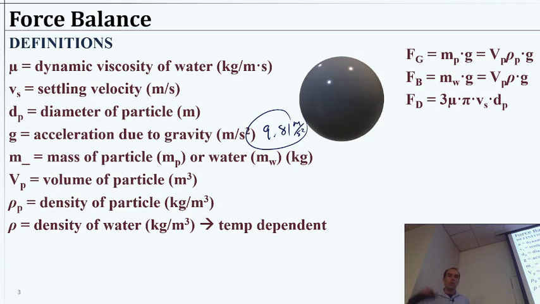Volume of a particle, that's going to be part of a problem, most likely. Or maybe we calculate that given some diameter, you'll see that it's going to come out in the problem, diameter can be converted into volume. And density of the particle, density of the water. We have a lookup table for density given some temperature. So viscosity and density will both be impacted by temperature.